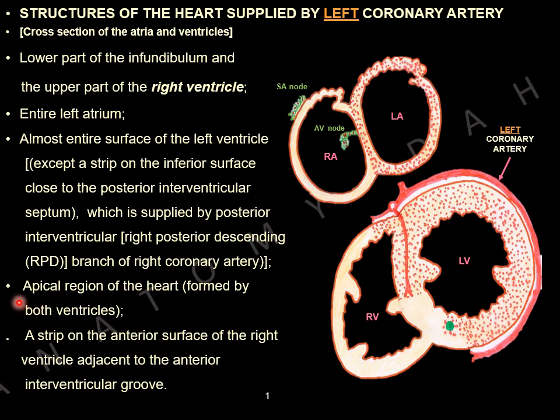Next, left coronary artery will supply the apical region of the heart formed by both ventricles, and a strip on the anterior surface of the right ventricle adjacent to the anterior interventricular groove. This is the part adjacent to the anterior interventricular groove. This little part, the strip of the anterior surface of the right ventricle. They all are supplied by the left coronary artery.